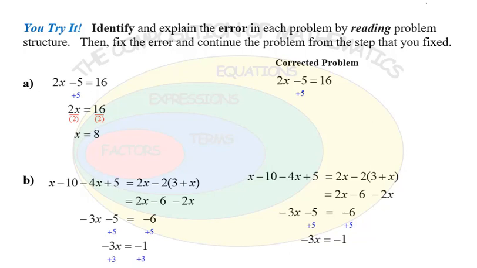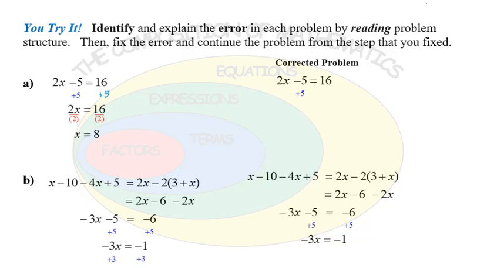Alright, we want to identify and explain the error in each problem by reading problem structure, then fix the error and continue the problem from the step that you fixed. So if we look at this first problem, I'm trying to solve 2x minus 5 equals 16, and it looks like they added 5. They want to isolate the variable term, but they did not add 5 to both sides. So they actually needed to add 5 to both sides.